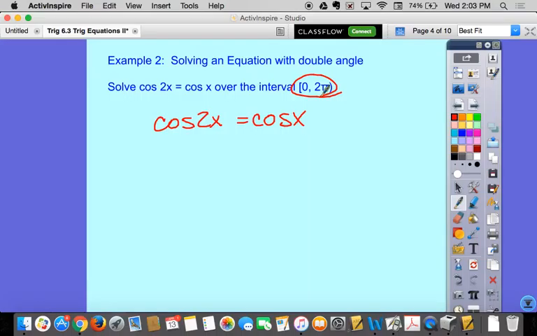Okay, this one, hopefully you notice that there is a little difference here. It's very slight. On the left side, we have 2x is the angle, and on the right, it's just x. Guys, you can't mix these. You've got to get these speaking the same language. Doesn't matter which way you go, but you've got to break them down.